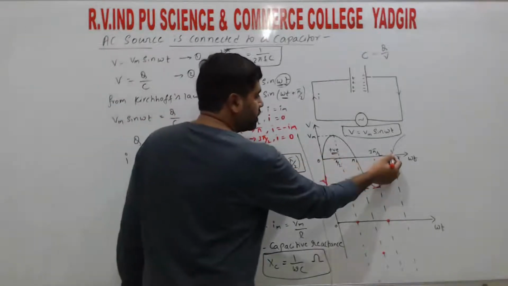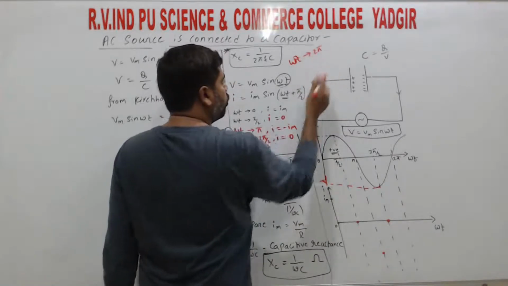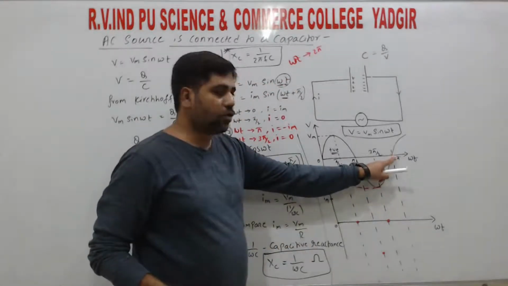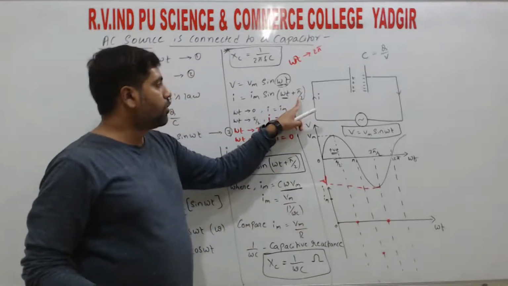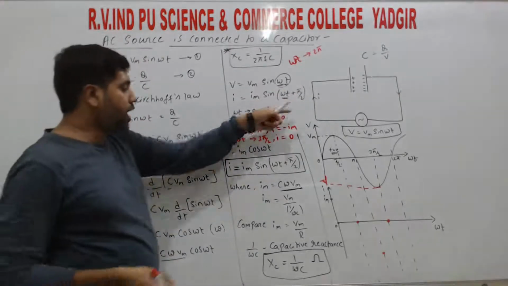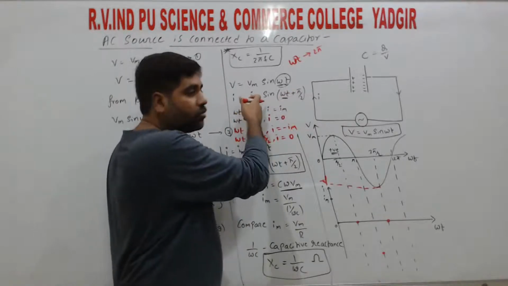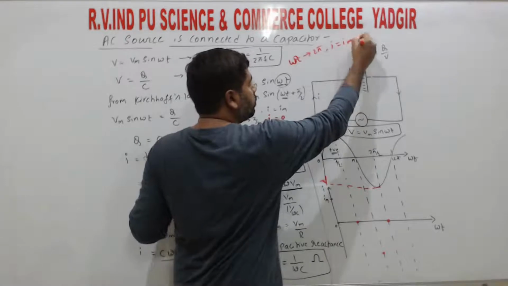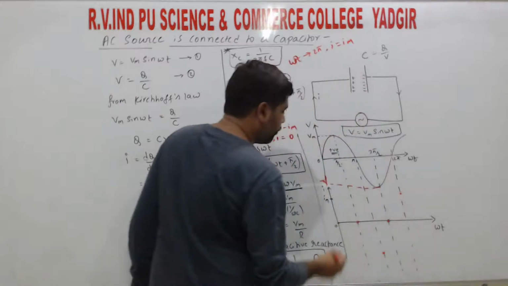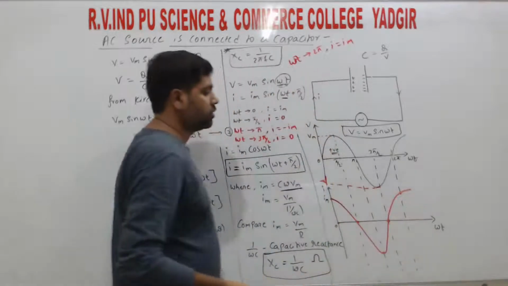Next and the last one is 2 pi. When omega t tends to 2 pi, sin 2 pi is 0, so 0 into Vm is 0, so the voltage is 0. For the current, 2 pi plus pi by 2 is 5 pi by 2, sin of which is 1, so 1 into Im is Im, so we get I equals Im. If we complete this curve, we again get a sinusoidal curve like this.